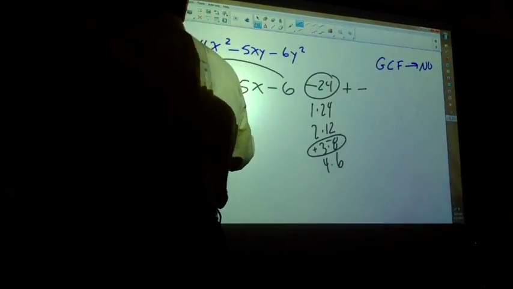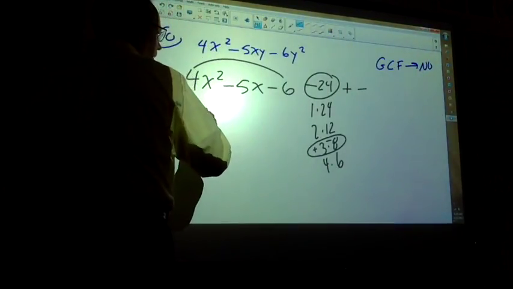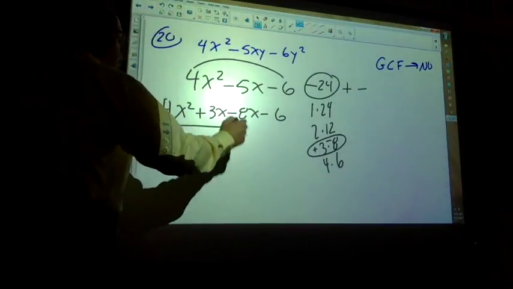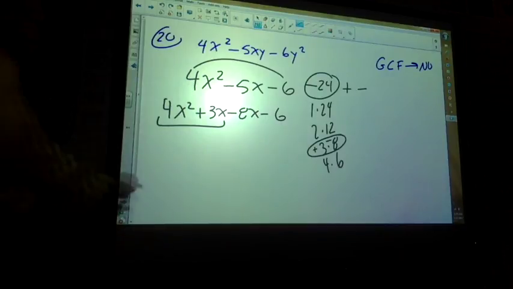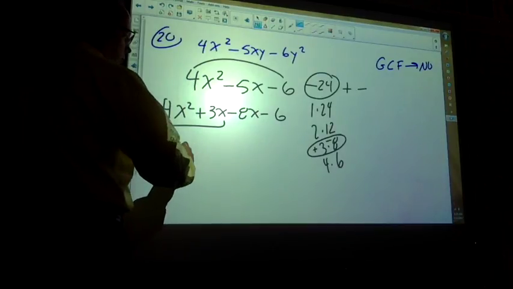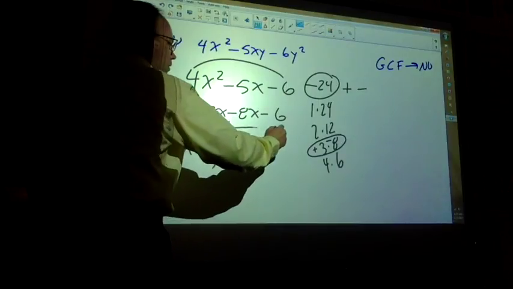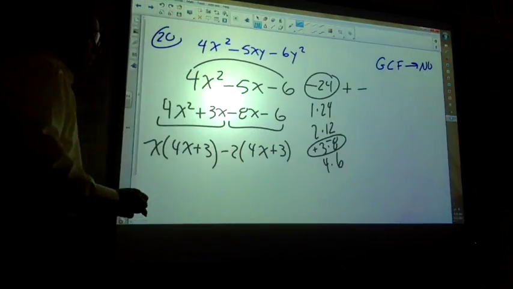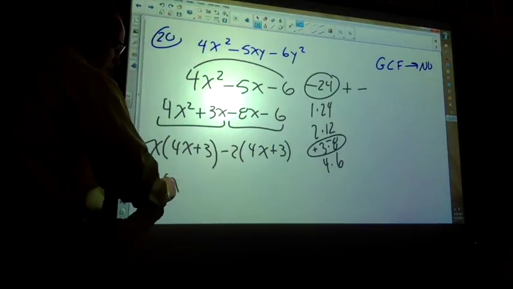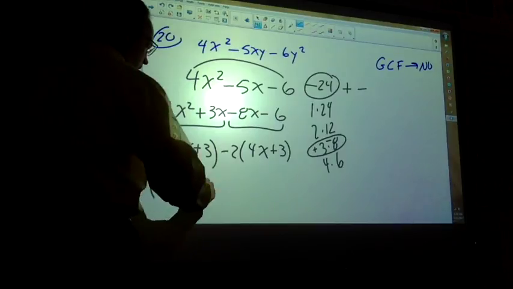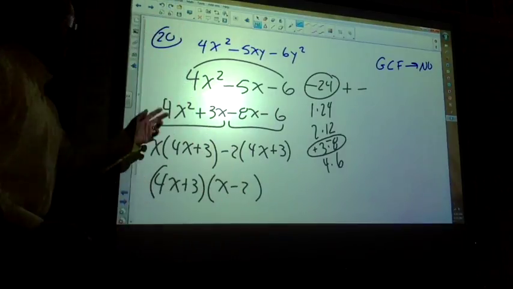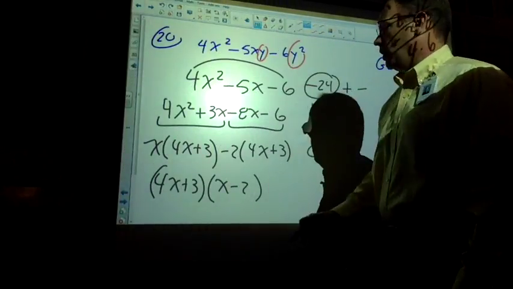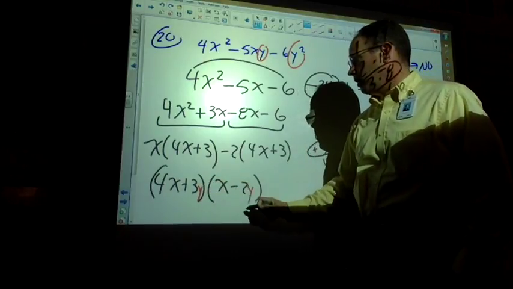So I'm going to factor this. So I get 4x squared plus 3x minus 8x minus 6. All right. What do I have in common right there? x, and I have 4x plus 3 left. What factors out of this? Negative 2. Good. So my answer is 4x plus 3 and x minus 2. Being my original had this and this, I'm going to put a y here, and I'll put a y there, and I'm done.